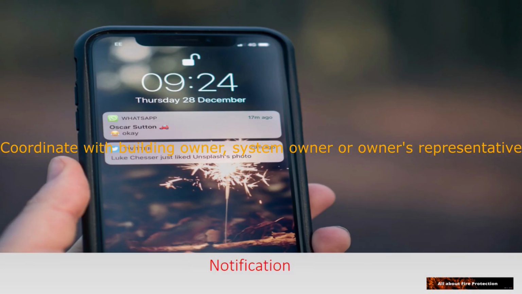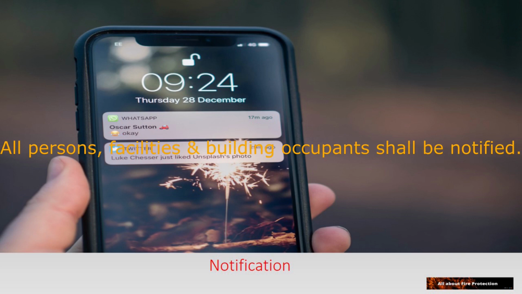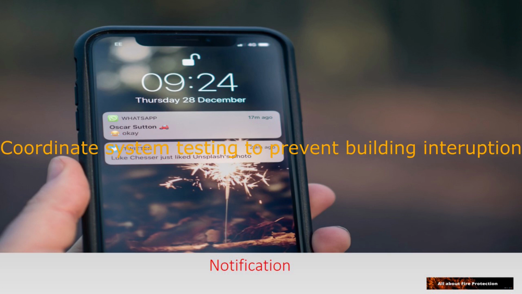Prior to any scheduled inspection or testing, the service company should coordinate with the building or system owner or ownership representative. Before we proceed with any test, all persons, facilities, and building occupants shall be notified to prevent unnecessary response. The owner or the owner's designated representative and service personnel shall coordinate system testing to prevent interruption of critical building systems or equipment.